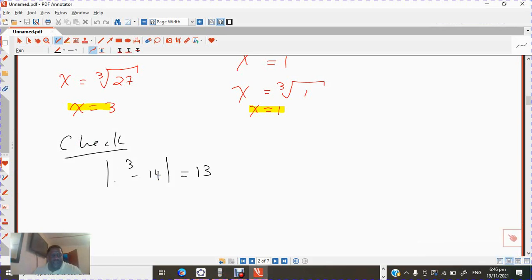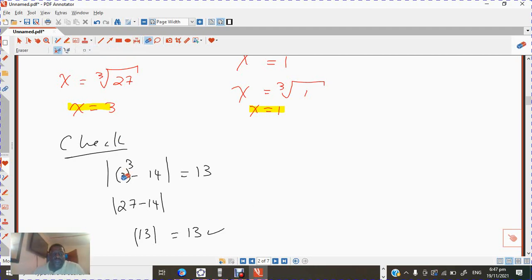So we said that this is now going to be 3, right? Because I am now going to substitute with that particular value there. If you do that, you have 27 minus 14, which gives you 13. And obviously that works.